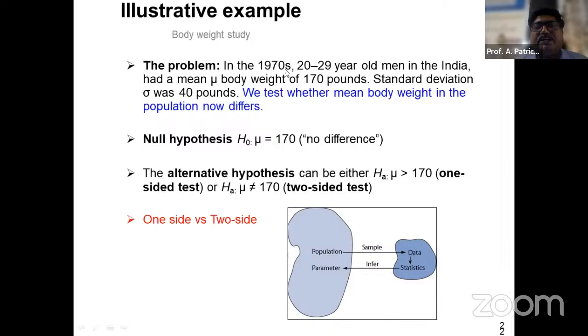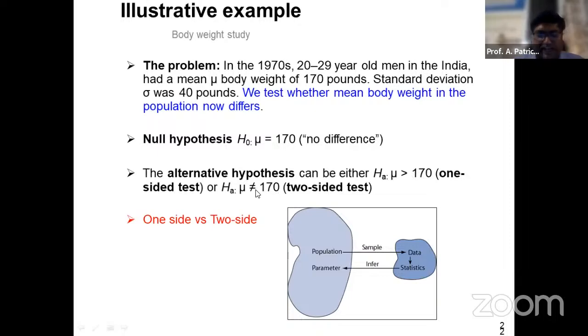There was a problem in 1970 that 20 to 29-year-old Indians had a mean weight of 170 and a standard deviation of 40, which means it will be either 210 or 130. That is plus or minus how we look at it. So the null hypothesis says the mean is 170. And the alternate hypothesis says the mean can be greater than 170 or it is not equal to 170.